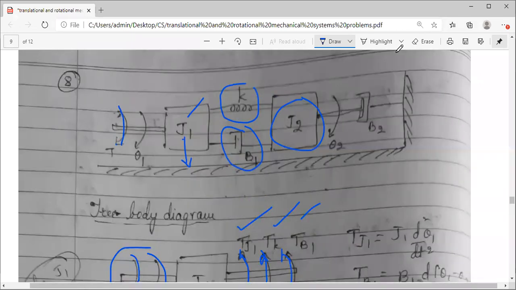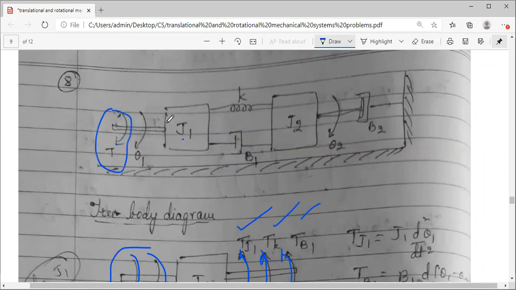Now analyze and tell me, for the transfer function, what should be the ratio? Input is the applied torque. What will be the output? Analyze and tell me.